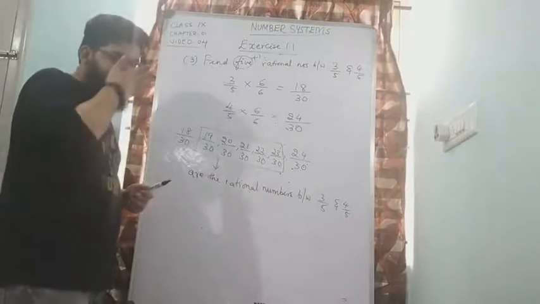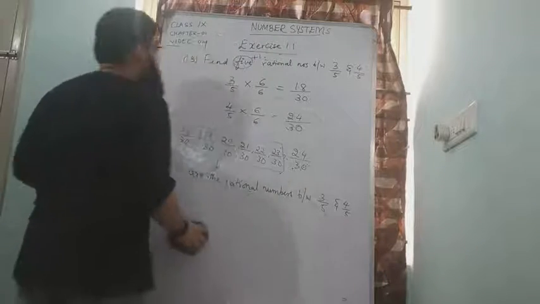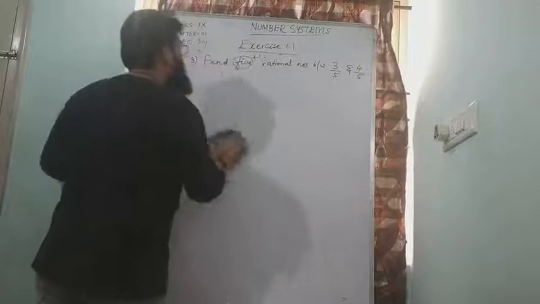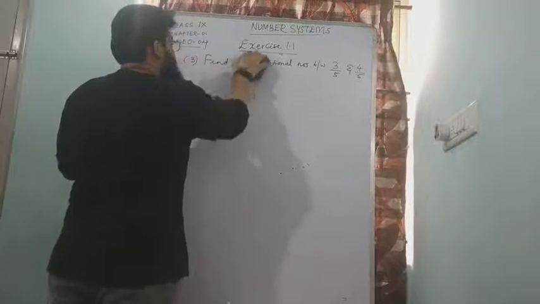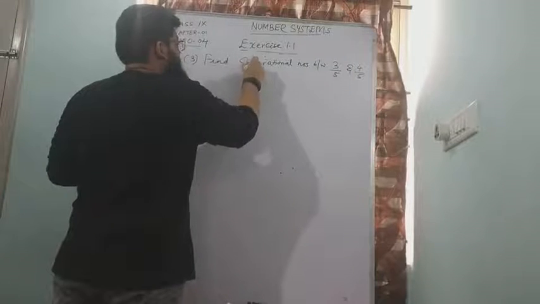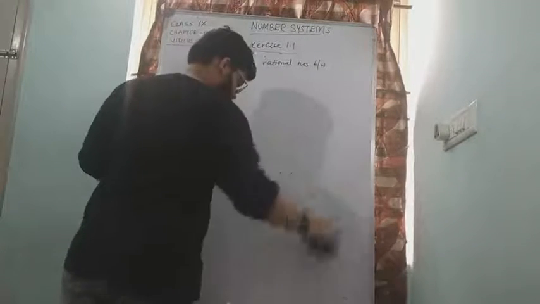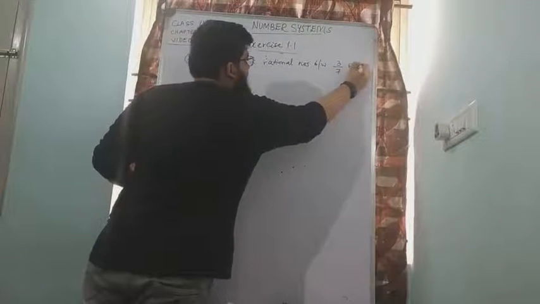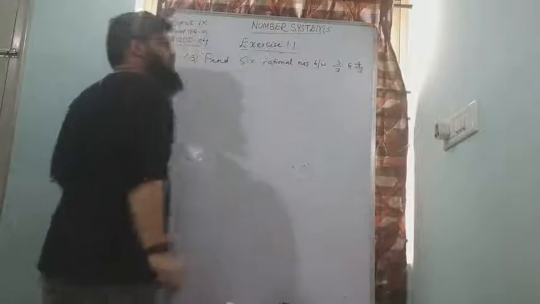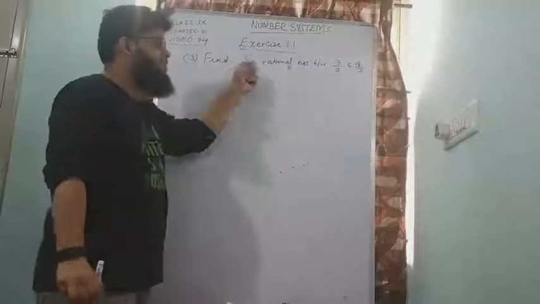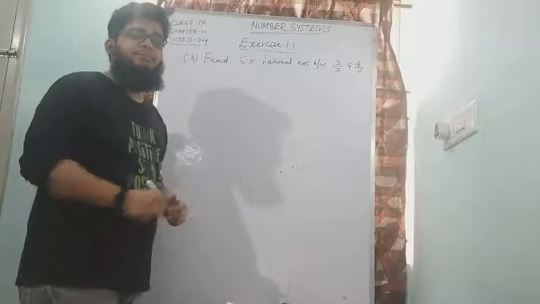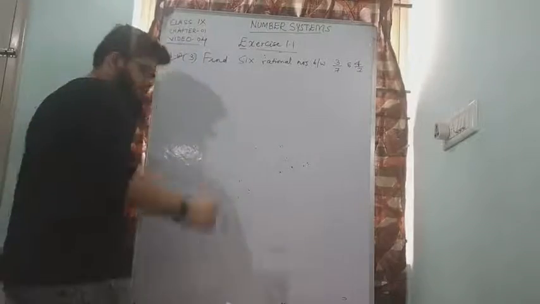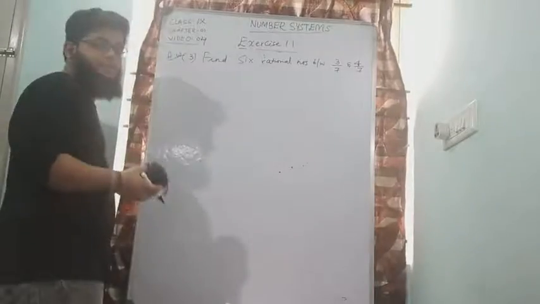I'll give you a very similar question. I want you to try that as homework. So for homework, your question will be: find 6 rational numbers between 3 by 7 and 4 by 7. This is your question. You should find 6 rational numbers between 3 by 7 and 4 by 7 by following the example of the previous problem. So this will be your homework question. It's not there in the textbook. This is only a random question for you to practice with.